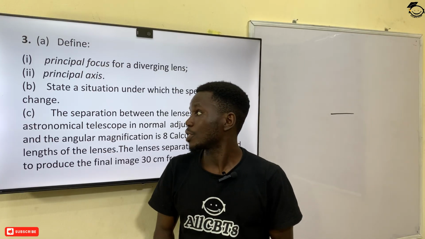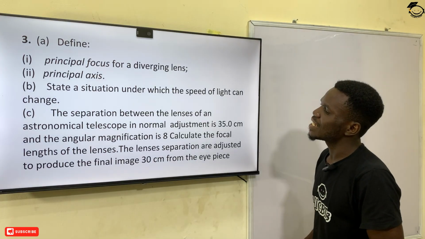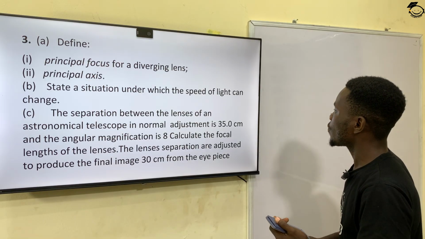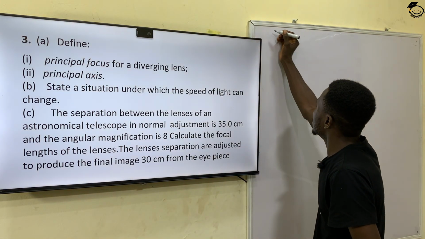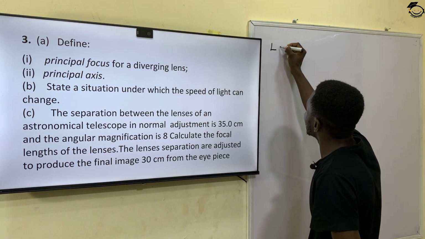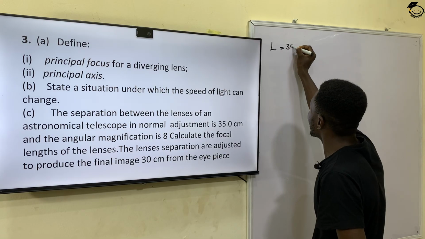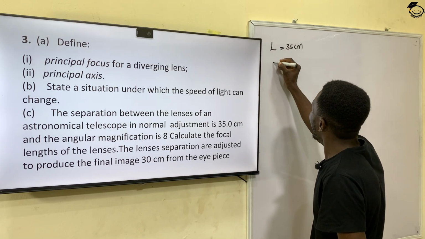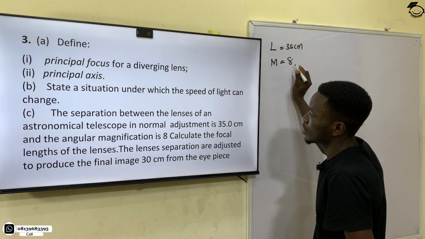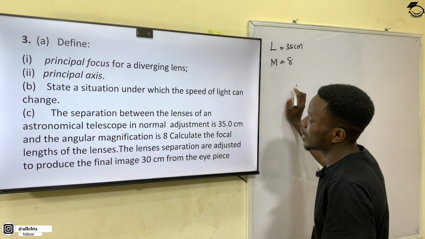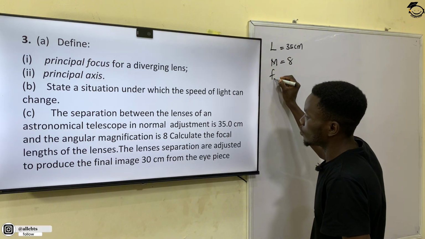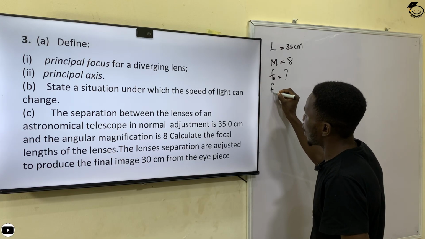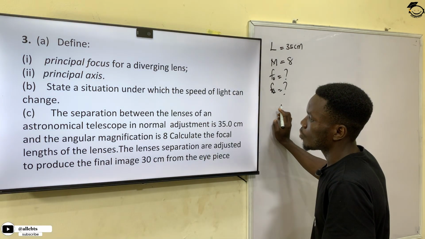Moving on to question number 3C. It says the separation between the lenses of an astronomical telescope in normal adjustment is 35.0 centimeters. So they've given us that the length or the separation is 35 centimeters. Then the angular magnification was given as 8. Calculate the focal length of the lenses. So we are looking for the focal length of the lenses. We do not know our F0 and we do not know our Fe.